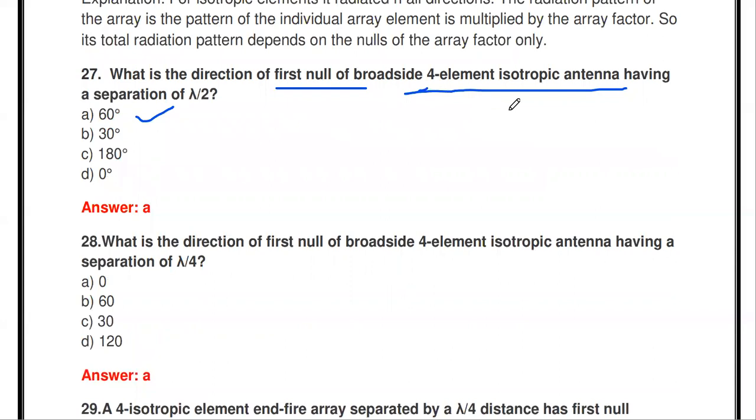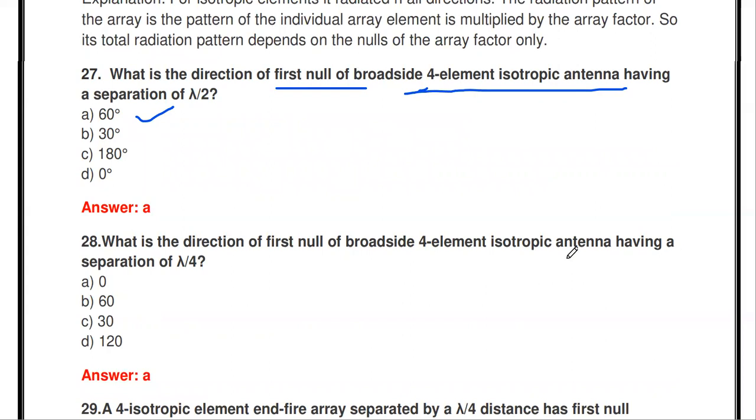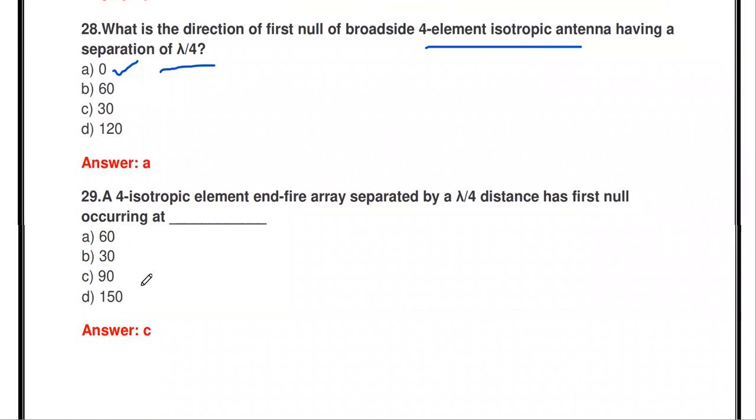For a 4 element isotropic antenna, if the separation is lambda by 2, the first null occurs at 60 degrees. You just remember it. Similarly, what is the direction of the first null of a broadside 4 element array having separation lambda by 4? In the previous question the separation is lambda by 2 with 4 elements. Here also 4 elements, but the separation is lambda by 4, so the first null occurs at 0 degree. Okay, you just remember it. These are some of the important things you should note down.